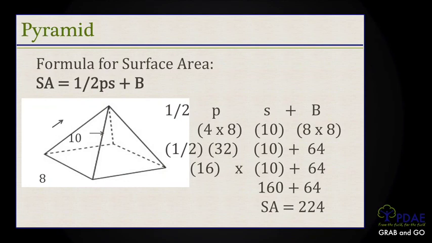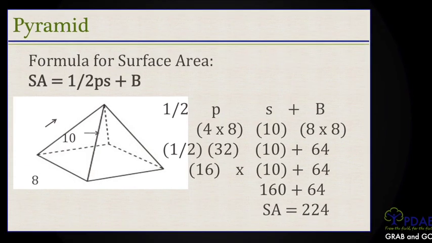First, let's find the P. 4 times 8, or 4 times the side, would give us 32. 1/2 of 32 is 16. Now we're going to multiply that times 10, which is the slant height, and add it to the base. The base for this problem would be side times side, 8 times 8, or 64.